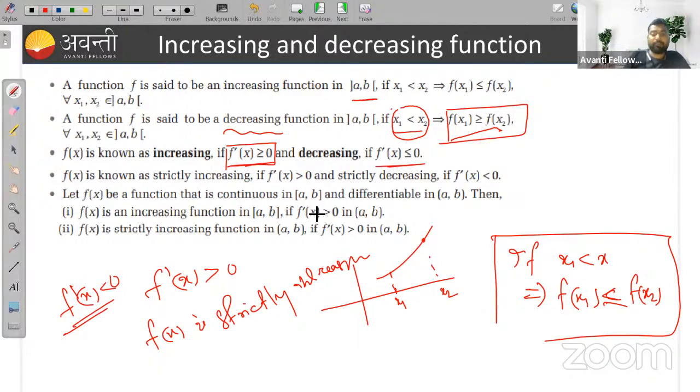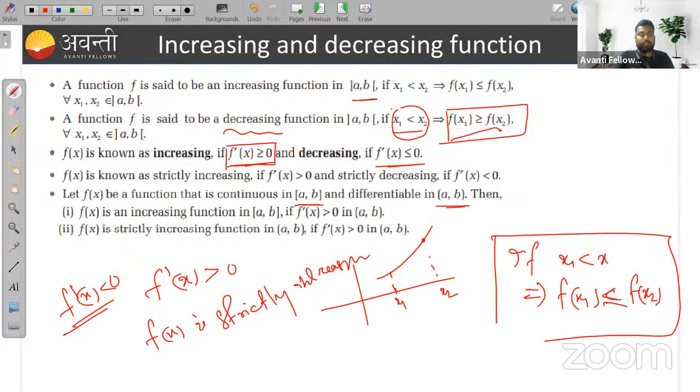Okay, so how can we define, if suppose a function is continuous in the closed interval ab and differentiable in the open interval ab, then how can we say the function is increasing or decreasing in the interval? Now, the function is increasing if the first derivative of that function is greater than 0 in the open interval ab, right. And f of x is a strictly increasing function in the open interval ab if the first derivative of that function is greater than 0 in the open interval ab. Clear?